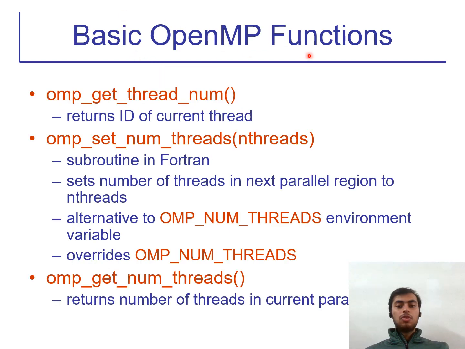Let's see some basic OpenMP functions. omp_get_thread_num returns the ID of the current thread. omp_set_num_threads(nthreads) is a subroutine in Fortran that sets the number of threads in the next parallel region to nthreads. It is an alternative to the OMP_NUM_THREADS environment variable and overrides OMP_NUM_THREADS. omp_get_num_threads returns the number of threads.